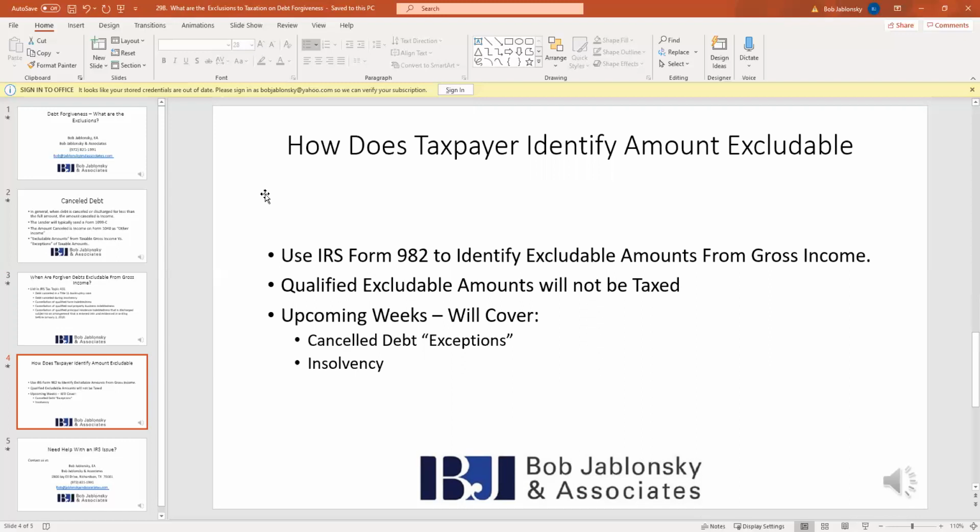As I mentioned, in the upcoming weeks, we're going to cover exceptions to the cancellation of debt being reported as income, what those exceptions are, and then we're going to cover insolvency. If you remember, that was one of the exclusions, and that's the one that tends to be the most complicated to understand. So we're going to cover that one.